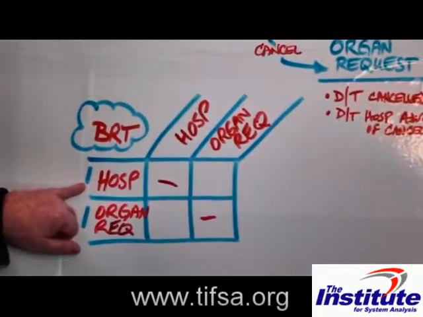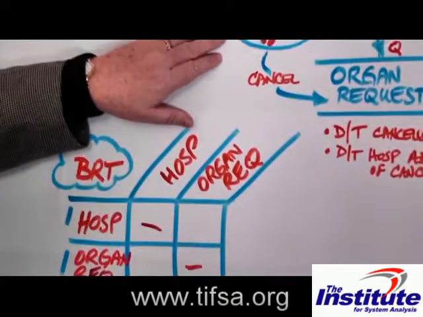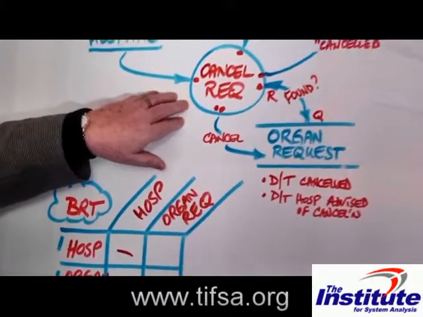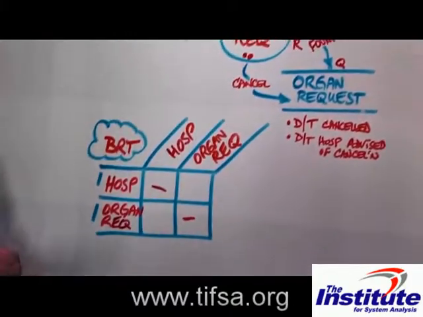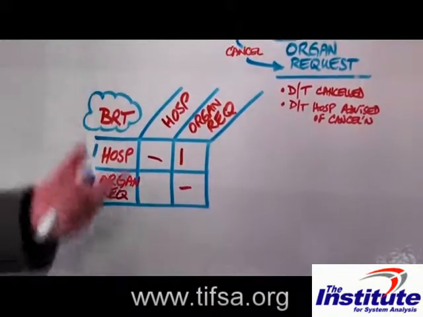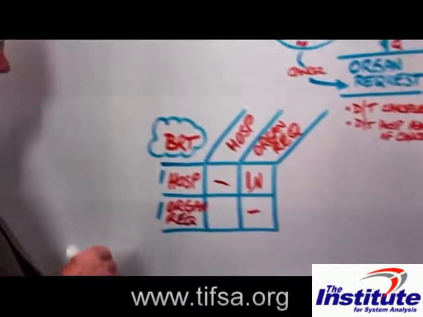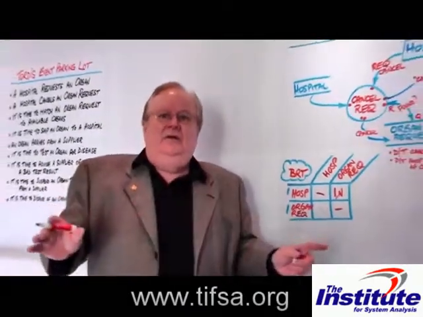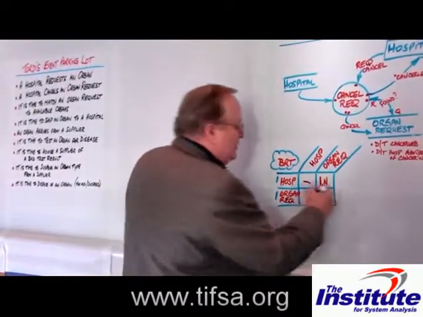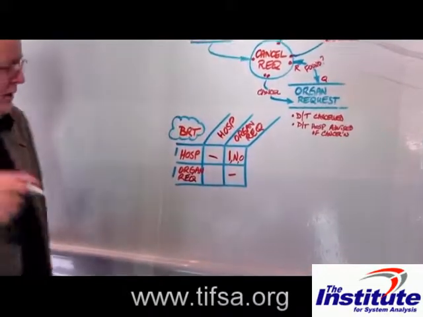For a single specific hospital, how many organ requests might that hospital cancel? Could they cancel one? Sure. Could they cancel several over time? Sure they could. So I'm going to put an N in there for several, for numerous. Is it possible that a hospital never cancels a request? Sure, it's possible that they never cancel a request. I'm going to put a zero, meaning never, in there.